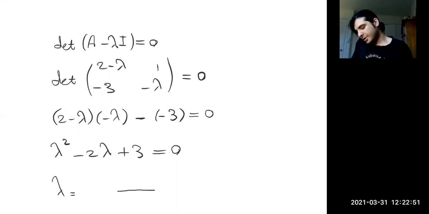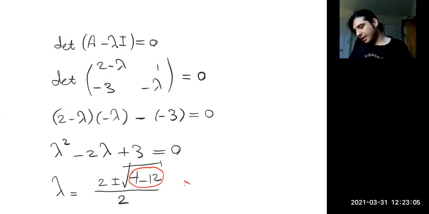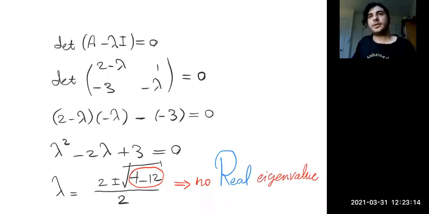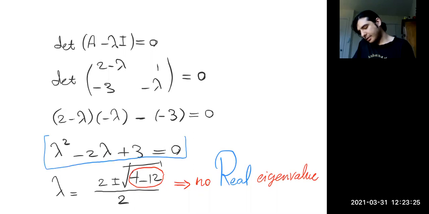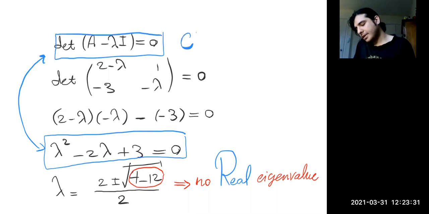So what are the solutions? They are 2 plus or minus the square root of 4 minus 12, all over 2. As you can see, under the radical we have a negative number, right? It means there is no real eigenvalue. So if we are looking for eigenvalues in R, there isn't any. Now going back to this equation, this is an important equation. This is called the characteristic polynomial.